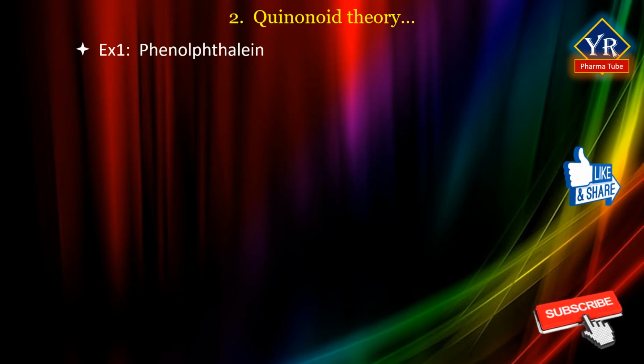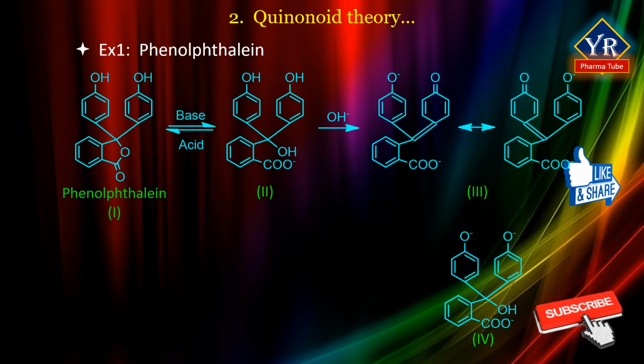We consider the same examples of indicators, phenolphthalein and methyl orange, to understand the quinonoid theory. In the following illustration of phenolphthalein, the changes are characteristic of all phthalein indicators. See the formulas 1 to 4 given here.